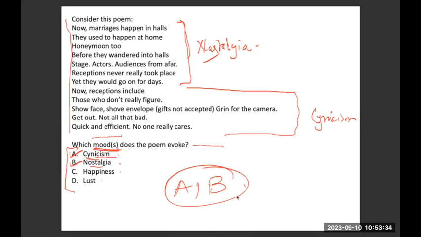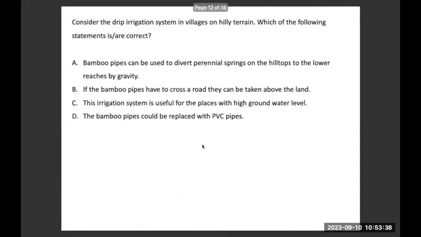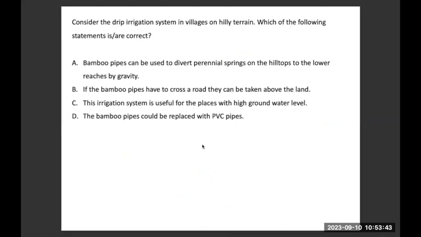Okay, we'll move to the next one then. Sure. I'll just quickly take this up. I wanted to move ahead, but let's just quickly take this up.